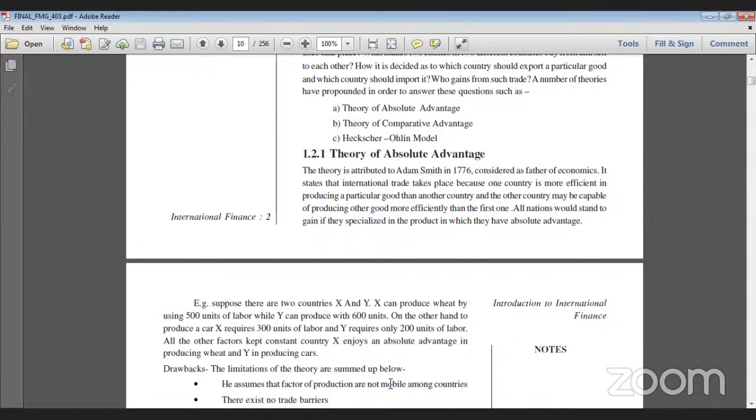In the theory of absolute advantage, the attribution is to Adam Smith in 1776, considered the father of economics.